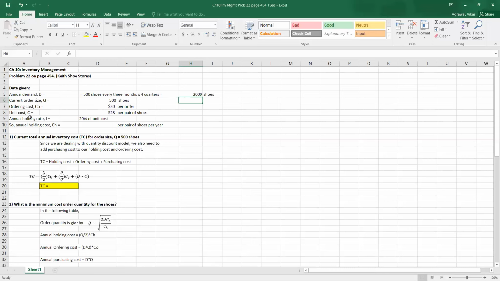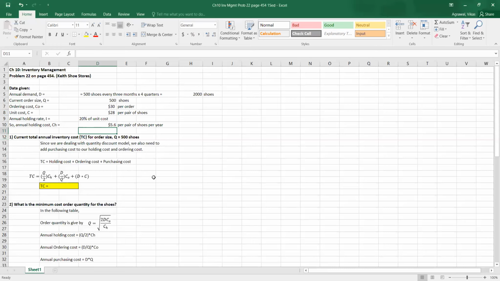And then you have annual holding rate, which is 20% of the unit cost. This is how much you're going to pay per year to hold on to the inventory, like one pair of shoes. So if you want to hold on to one pair of shoes for a year, it's going to cost you 0.2 for 20% times, this is what you're paying right now. So you will be expending $5.60 to hold on to one pair of shoes that you bought for $28 for 1 year in your warehouse. So that's annual holding cost here. So we have to answer a lot of questions here.